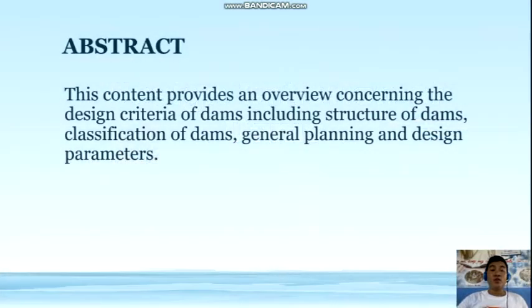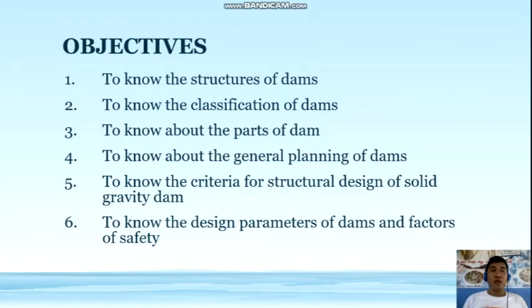To begin, let us know the abstract. This content provides an overview concerning the design criteria of dams, including structure of dams, classification of dams, general planning, and design parameters. The objectives: to know the structures of dams, to know the classification of dams, to know about the parts of dam, to know about the general planning of dams, to know the criteria for structural design of solid gravity dams, and lastly, to know the design parameters of dams and factors of safety.